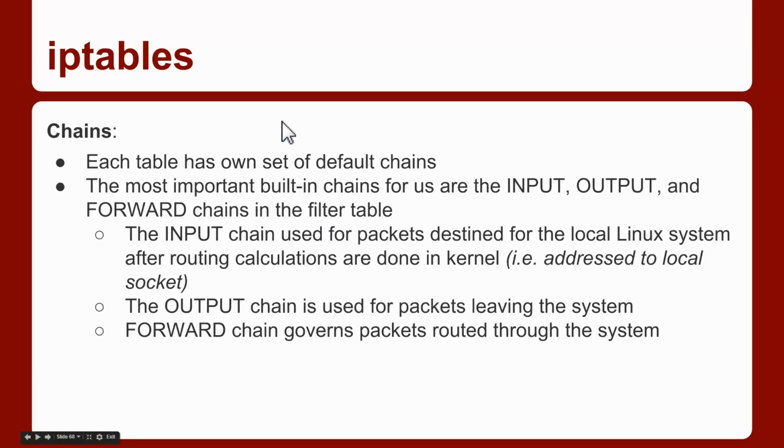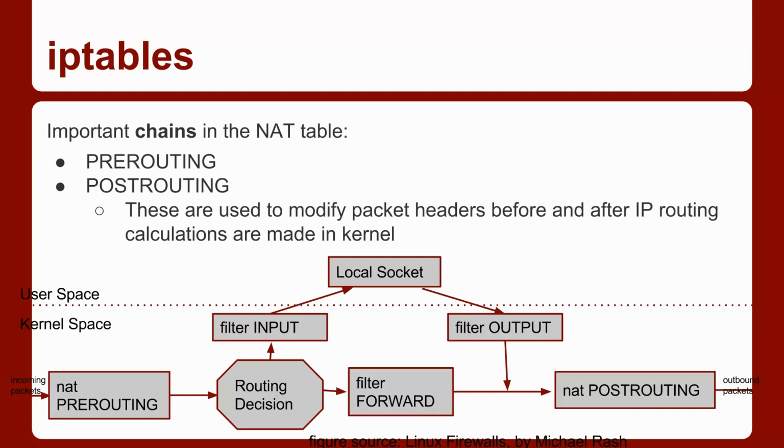So for instance, for the filter table, the following chains are going to be input, output, forward, and I already covered this. And this is a good diagram. This diagram comes from the book Linux Firewalls by Michael Rash. Above the dotted line is user space, and below it is kernel space. And this is effectively what's going on in NetFilter and iptables is basically doing this.